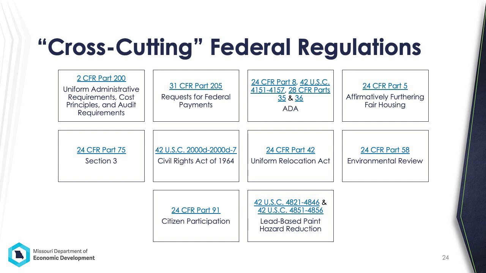These first two relate to financial management and audits. The next four will be discussed during civil rights training. The URA covers requirements related to acquisition and relocation as a result of a federally funded project. Environmental will be covered later. Citizen participation covers requirements related to informing the public and soliciting feedback. And lead-based paint typically comes into play for housing projects.